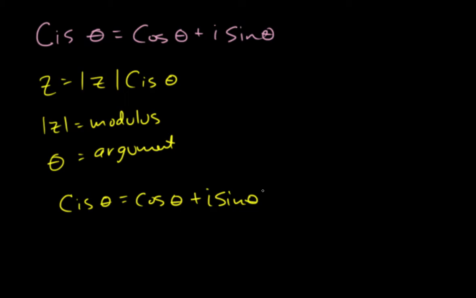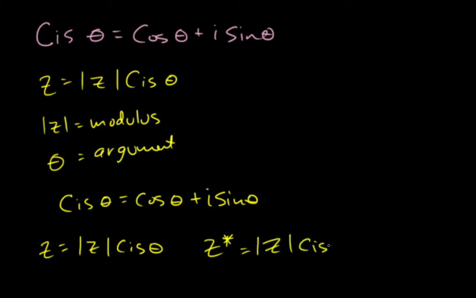Okay. Another definition: the conjugate is defined, so we just change the sign on the argument. Okay. So what we need to do is write in polar form 2i, negative 3, and 1 minus i.